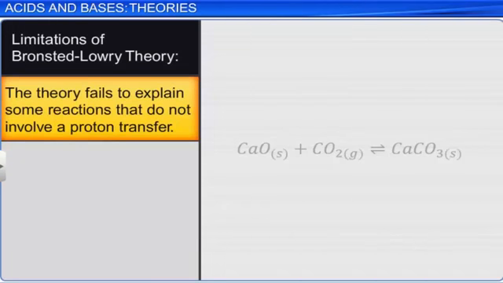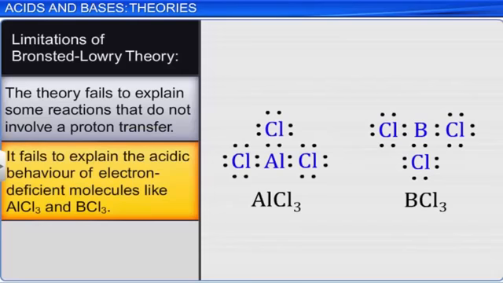The theory fails to explain some reactions that do not involve a proton transfer. For example, the neutralization reaction between the acidic oxide, carbon dioxide, and the basic oxide, calcium oxide, does not involve any transfer of proton. It fails to explain acidic behavior of electron-deficient molecules like AlCl3 and BCl3.